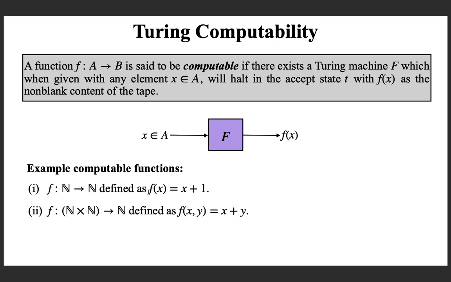Another function: given a pair of natural numbers, it finds their sum. f of x, y is equal to x plus y. So it takes two natural numbers as input and produces their sum. We have designed a total Turing machine for finding the sum of two numbers in unary representation, and hence by this definition the function to find the sum of two natural numbers is computable.